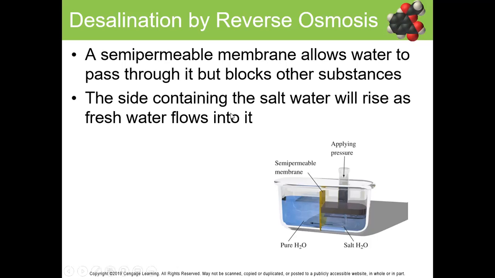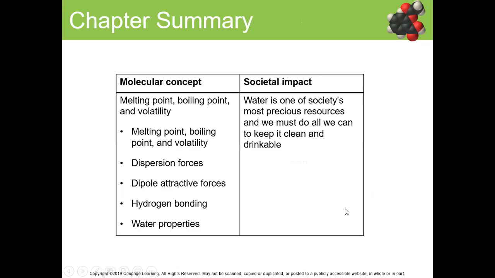And so what happens is you've got a semi-permeable membrane. You may have heard that word from your biology classes. That means it can go through this mesh. It allows water to pass through, but blocks out other substances. The side containing salt water will rise as fresh water flows into it. So you apply some pressure to it.